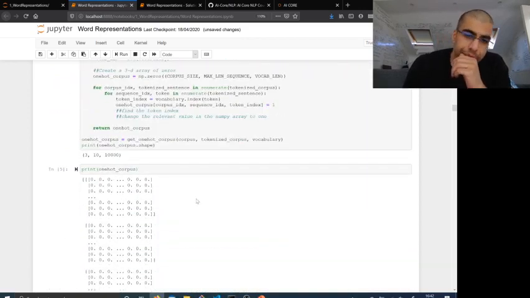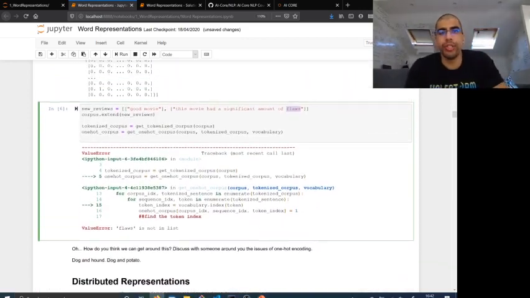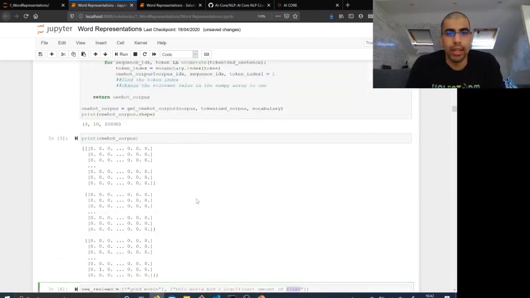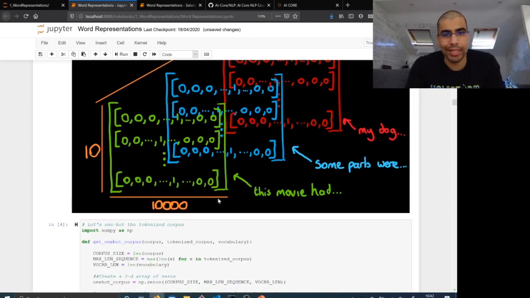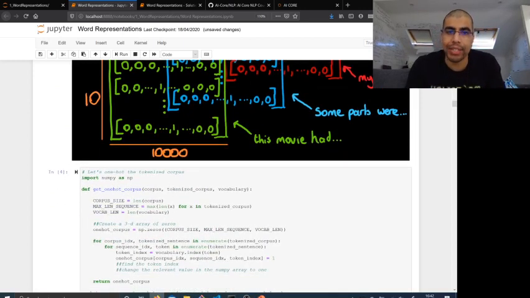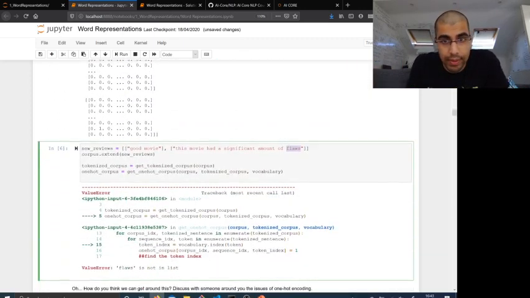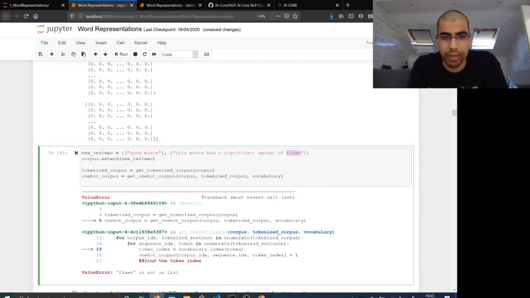Now, one possible solution is, okay, we can just have a bigger vocabulary. But the problem with this is that 10,000 dimensions is already a ridiculous amount to represent for one token. And by just adding more and more words in, we're just going to be having higher and higher dimensions. And as the number of dimensions increase, this is going to be more and more computationally infeasible. So that's one aspect of why one-hot encoding is bad.